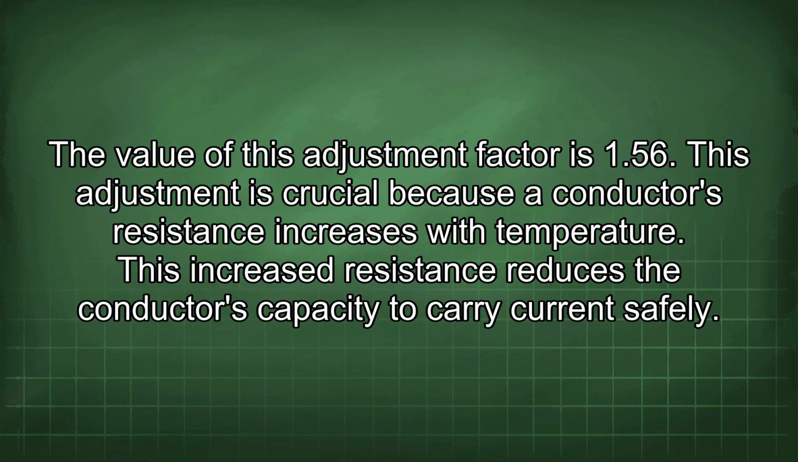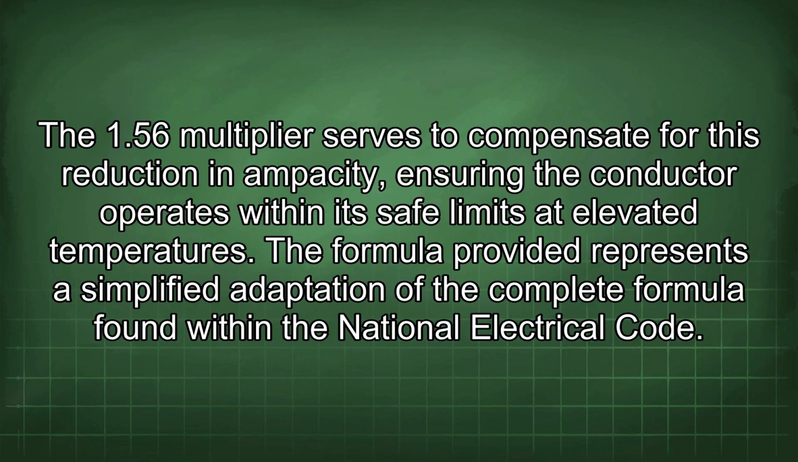This adjustment is crucial because a conductor's resistance increases with temperature. This increased resistance reduces the conductor's capacity to carry current safely. The 1.56 multiplier serves to compensate for this reduction in ampacity, ensuring the conductor operates within its safe limits at elevated temperatures. The formula provided represents a simplified adaptation of the complete formula found within the National Electrical Code.